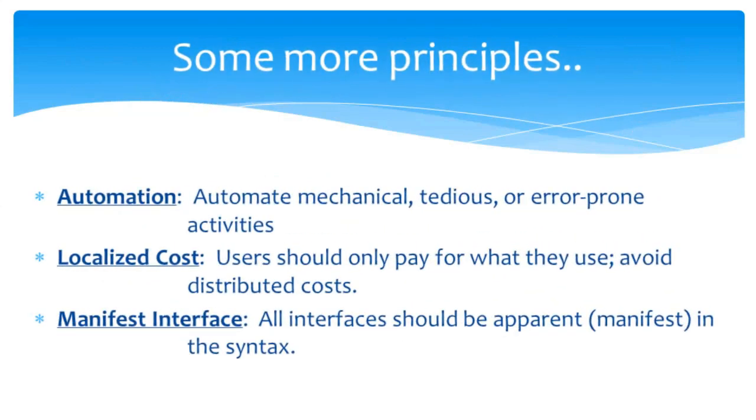The automation principle. Automate mechanical, tedious or error-prone activities. The next principle, the localized cost principle. Users should only pay for what they use. Avoid distributed costs. The next principle, manifest interface. All interfaces should be apparent in the syntax.